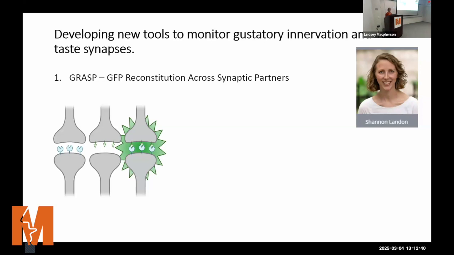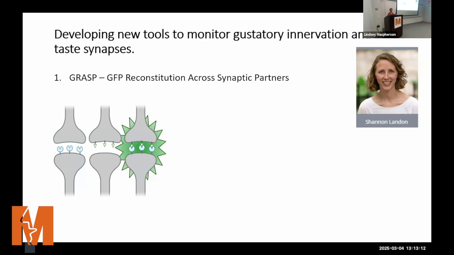So we were really interested in using the GRASP system, which I had initially come across when I was in the Zuker lab, and we had tested out some constructs in Drosophila to figure out how to make GRASP different colors, how to make it activity dependent. But I really initially wanted to work on the GRASP system to answer this question in the taste field, like who is connecting with who in the taste bud. So Shannon helped develop some of these tools that we're now working on.